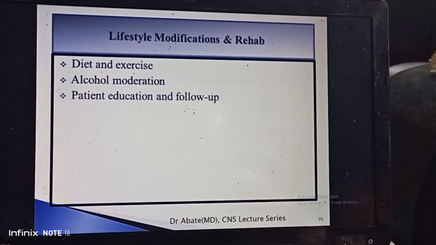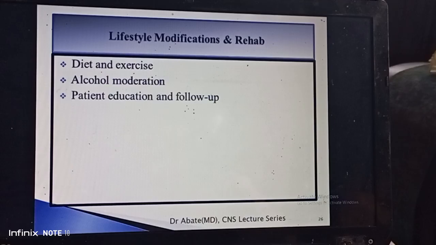Okay, then the other important part of management for patients with stroke is lifestyle modification and rehabilitation. You have to advise your patient on dietary modifications, on exercise, and on alcohol moderation, and also patient education and follow-up. That's very important. You have to tell your patient about the importance of follow-up and drug adherence, clinical adherence. That is very important for the patient's lifelong existence.